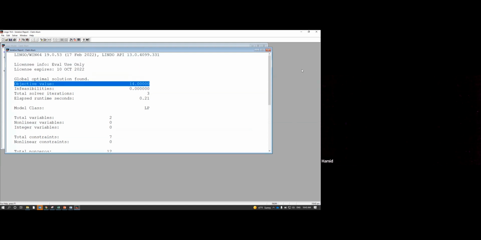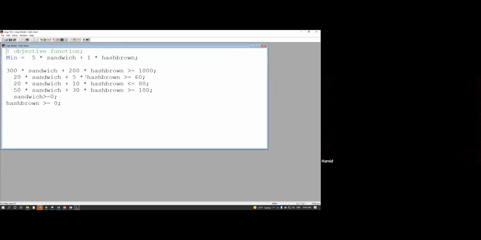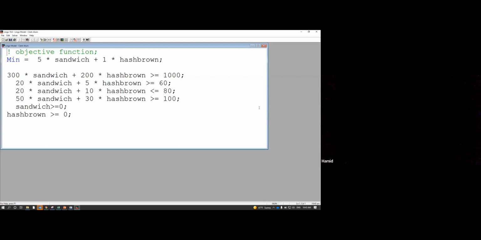And as you see, programming with Lingo is not difficult. It looks very much like how you would write on a piece of paper. Just keep in mind, a semicolon is needed. Also, for the objective function, you need to put min or max equals your objective function.